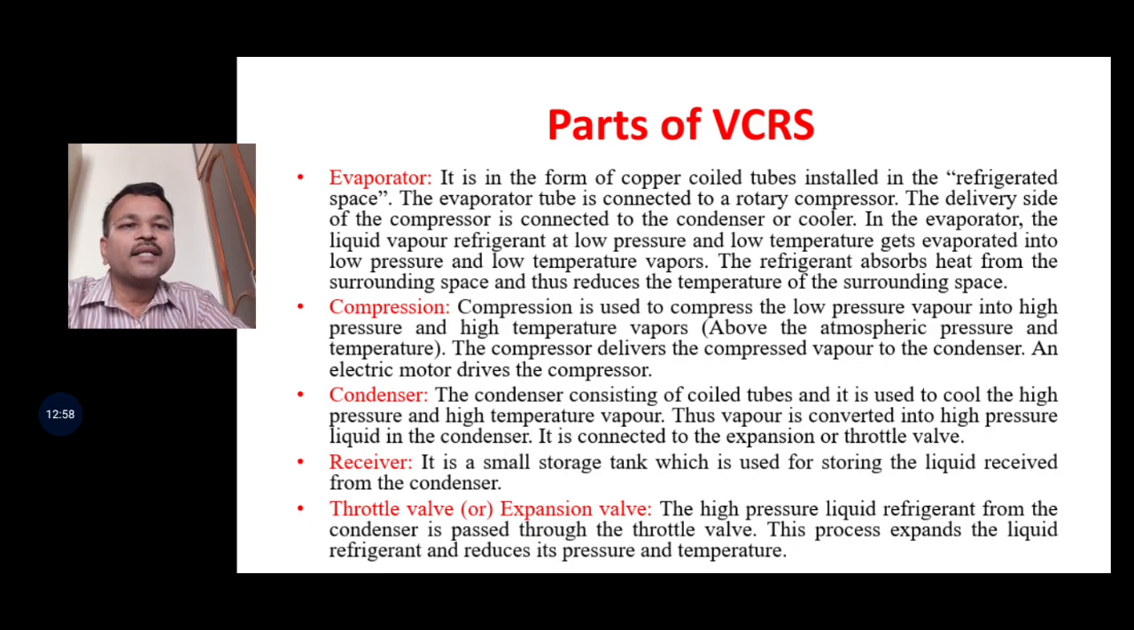The condenser also has copper coil tubes. It is used to cool the high pressure and high temperature vapor. That means it will convert vapor into liquid. Next, the expansion valve is there. The expansion valve has to convert high pressure into low pressure, and high temperature into low temperature. The receiver is a small storage tank which is used for storing liquid from the condenser.